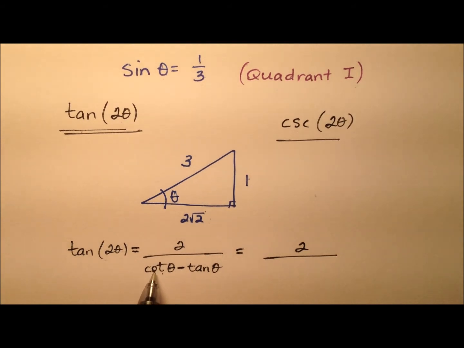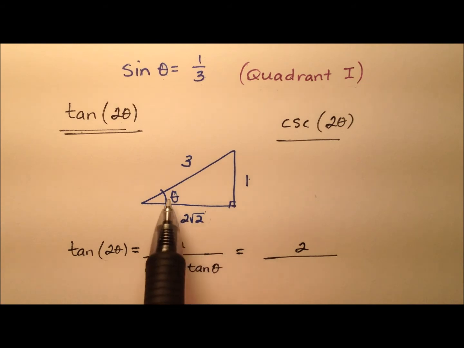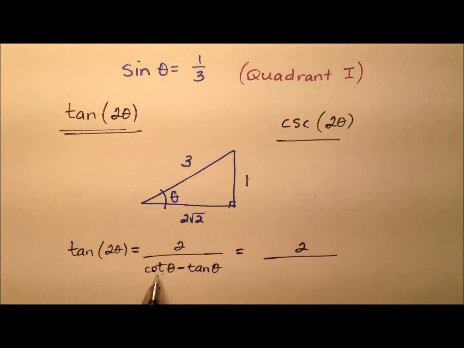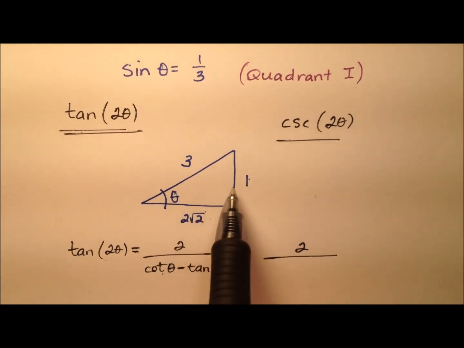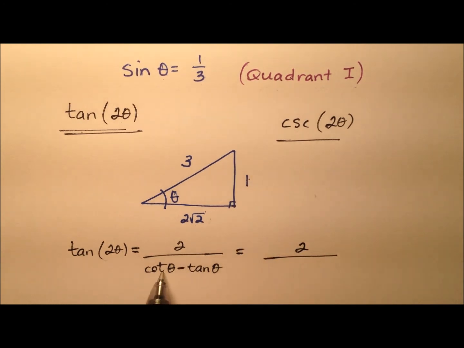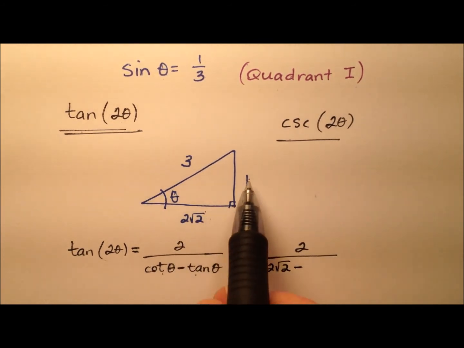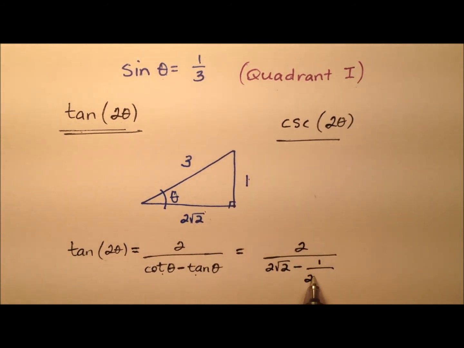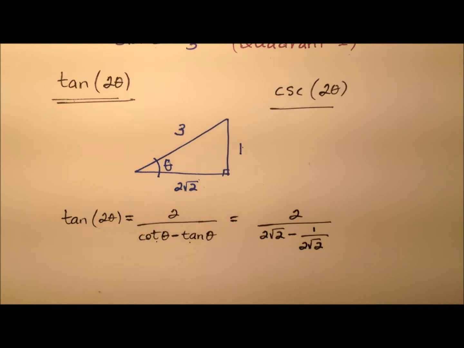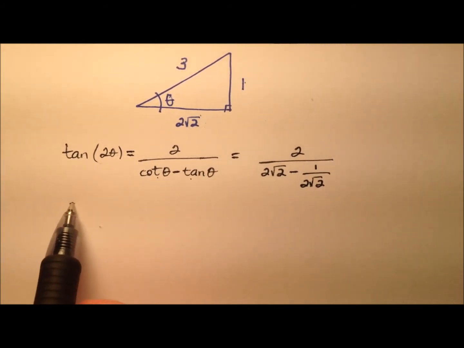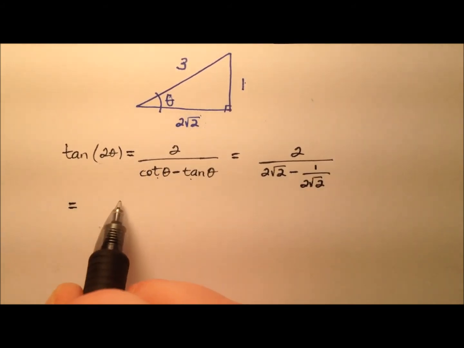Well, it's going to be 2 over, and we're going to subtract a couple of fractions. So cotangent. Well, cotangent is the reciprocal of tangent. Remember, tangent is opposite over adjacent, so that means cotangent will be adjacent over opposite. So it'll be 2 radical 2 will be my cotangent, minus tangent, which is 1 over 2 radical 2. And all that's in the denominator underneath a 2. Okie dokie. So let's go ahead and see how we can simplify this a bit.